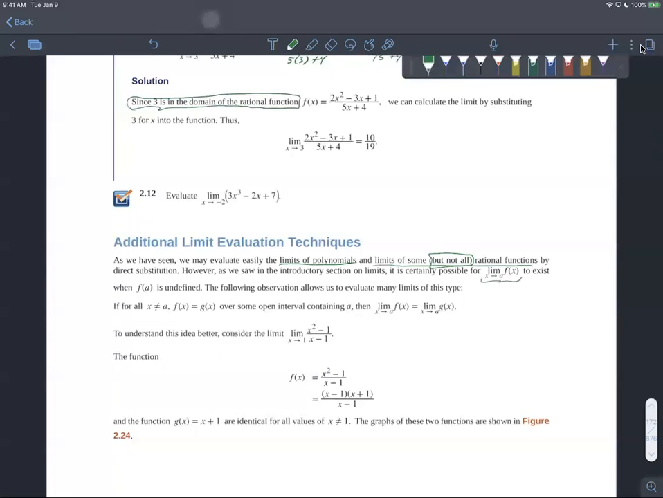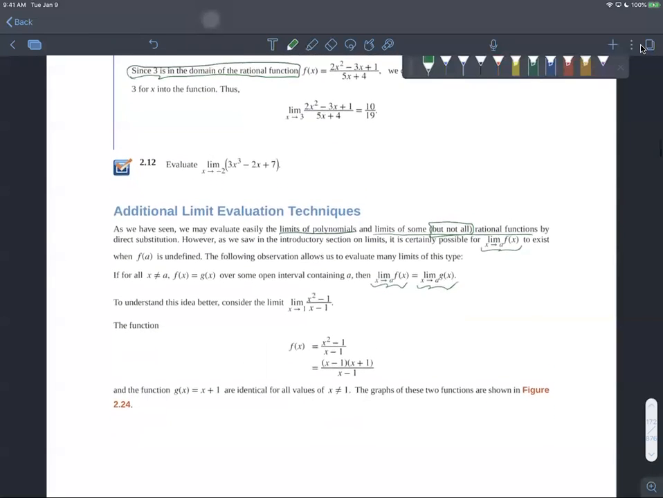If for all x not equal to a, f of x is equal to g of x over some open interval containing a, then the limit as x approaches a of f of x is equal to the limit as x approaches a of g of x. So let's take a look at this idea here.